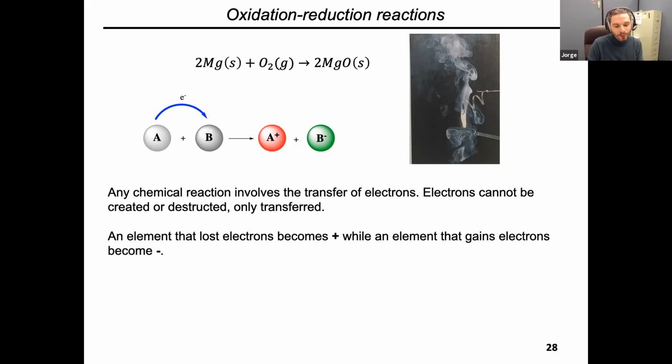So you already know a little bit about that because we studied a little bit of ionic bonding. And you remember that in an ionic bonding, there is an element that loses electrons and another element that will gain electrons. Okay, so it's basically a transfer of electrons.